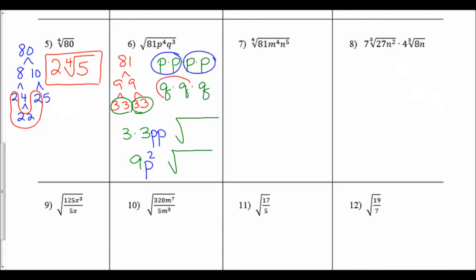With my q's, I have 1 set of q's that I can take out, but I'll still have a q that's left inside. So my final answer is 9p squared q times the square root of q.